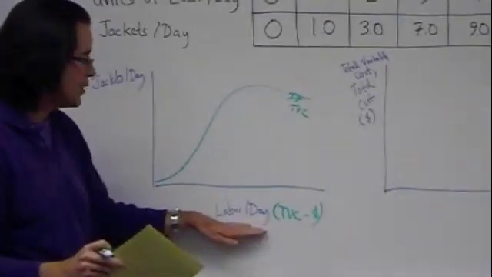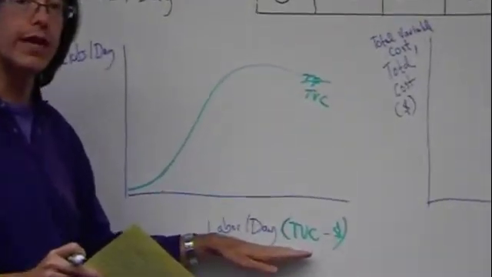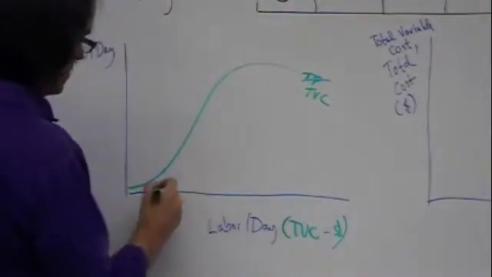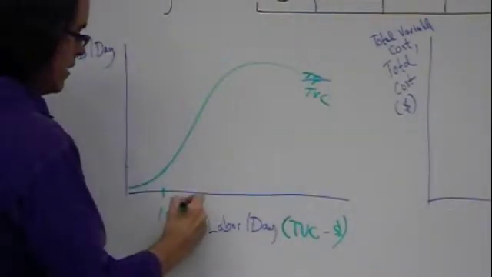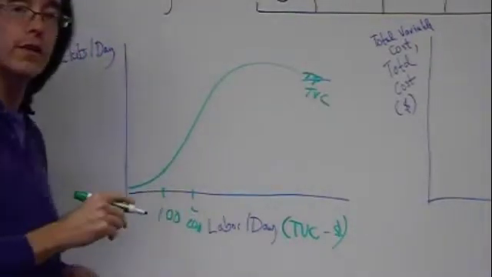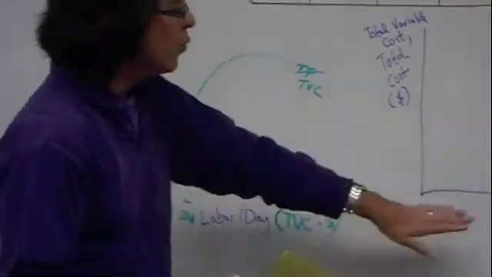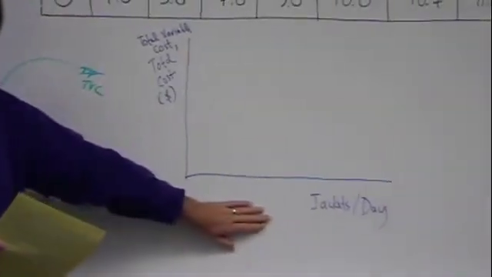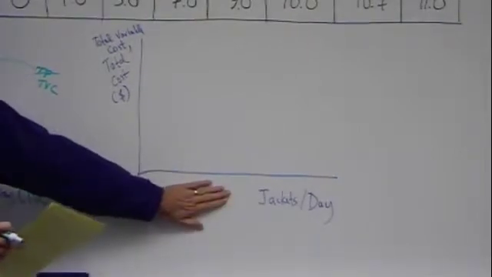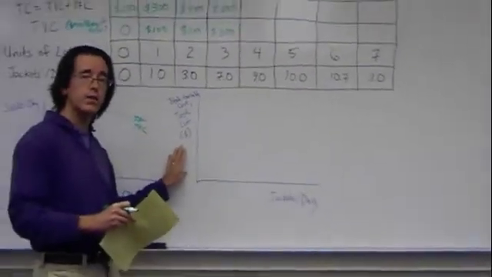So we transform the labor per day axis into a cost of labor per day and map it onto the jacket. So just look at it. Instead of 1, you'd have 100. Instead of 2, you'd have 200. Okay? So the graph would look the same. But when we start talking about cost curves, we're actually going to change the axes. We're going to be talking about a graph where you have the output, jackets per day, on the horizontal axis, and the cost on the vertical axis.